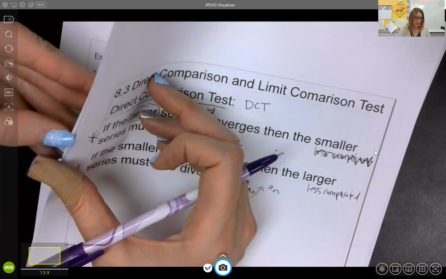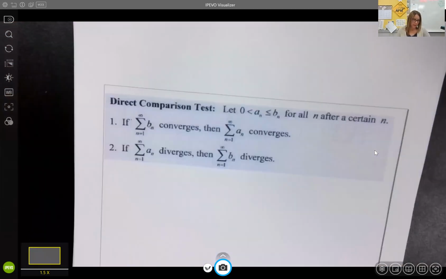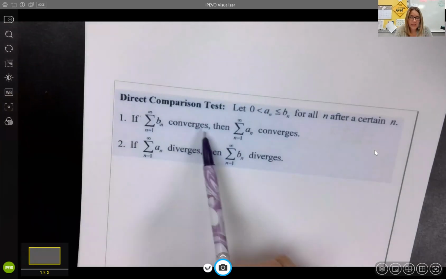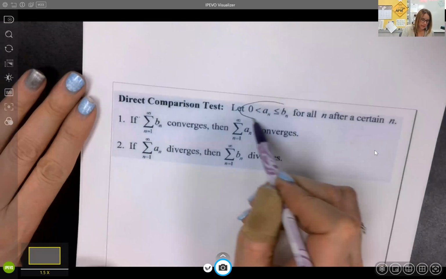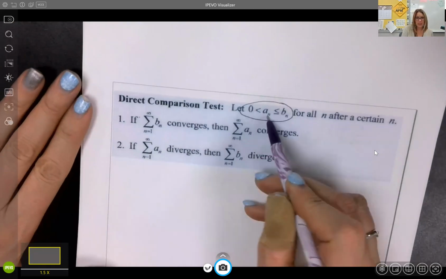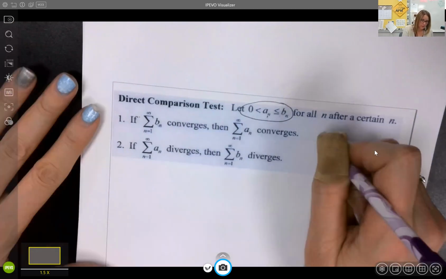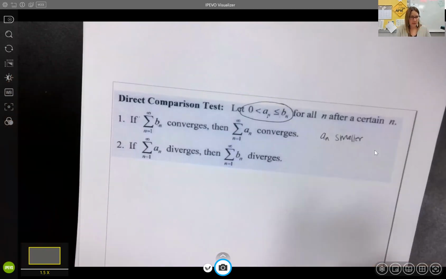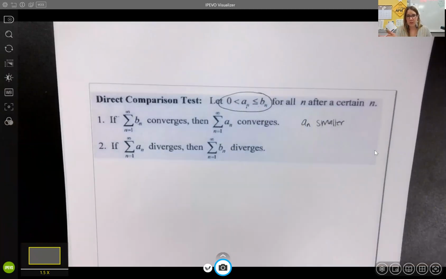So let's put this into some notation for you, okay? What we're saying is if b to the n converges, then a to the n also converges. And this is always going to be a to the n is smaller than b to the n. So a to the n is the smaller series. Now, we don't always have to use a to the n and b to the n. Those can get kind of confusing, but you do have to understand that the one that you're comparing it to does have to converge if that's what you're trying to prove, or diverge if that's what you're trying to prove.